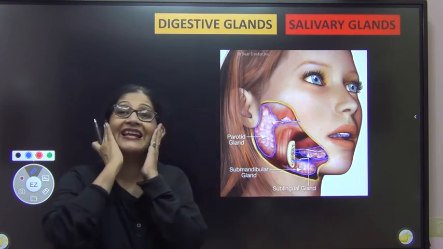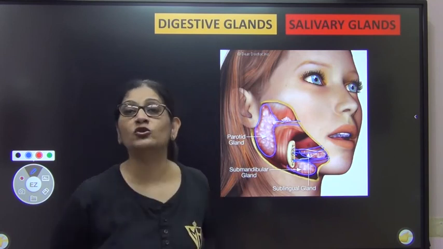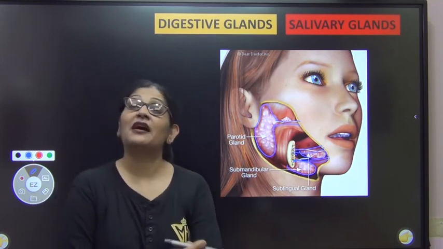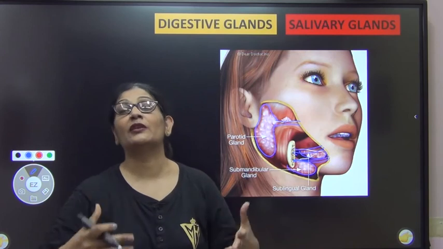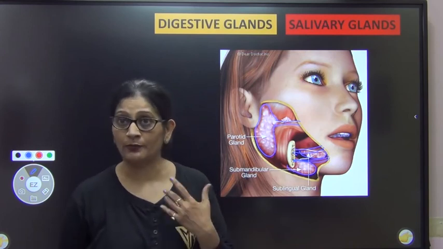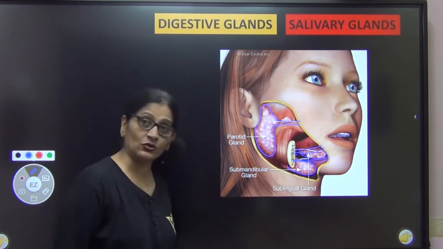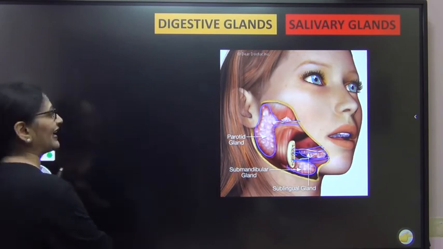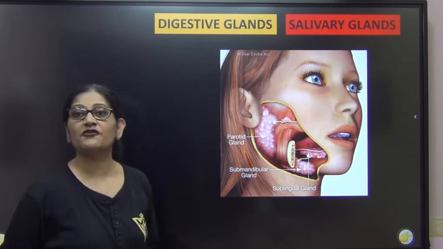ये तीनों glands saliva को mouth में release करते हैं. What is the function of saliva? I will teach you in the process of digestion. When I teach you the process of digestion, then I will teach you what is the function of salivary gland and saliva. So this is the first gland.